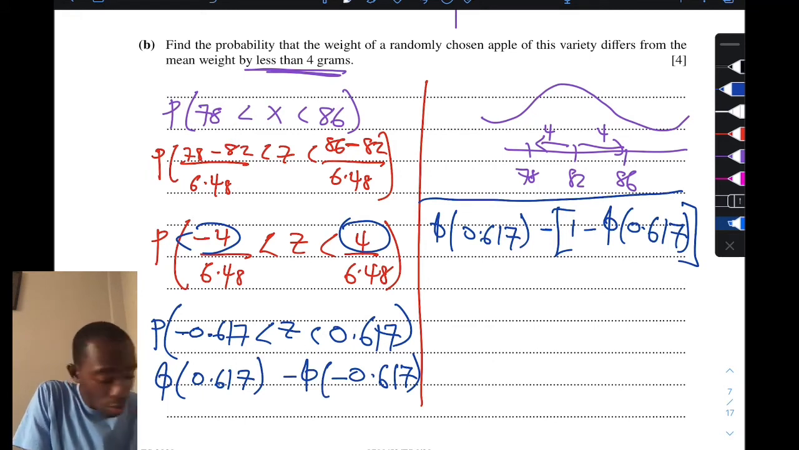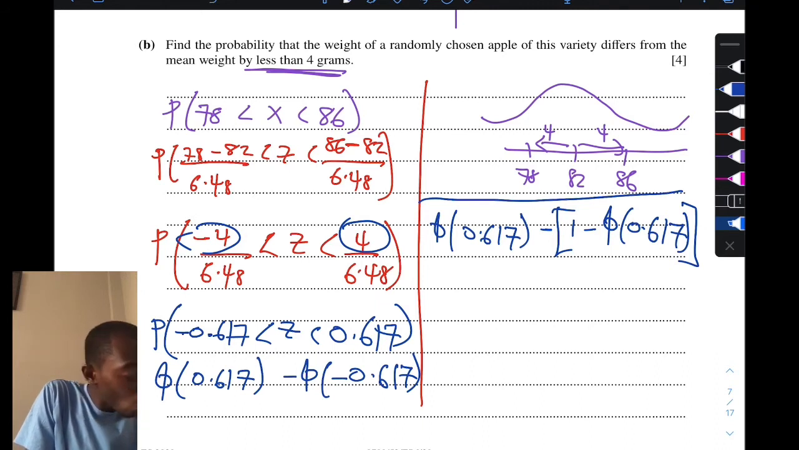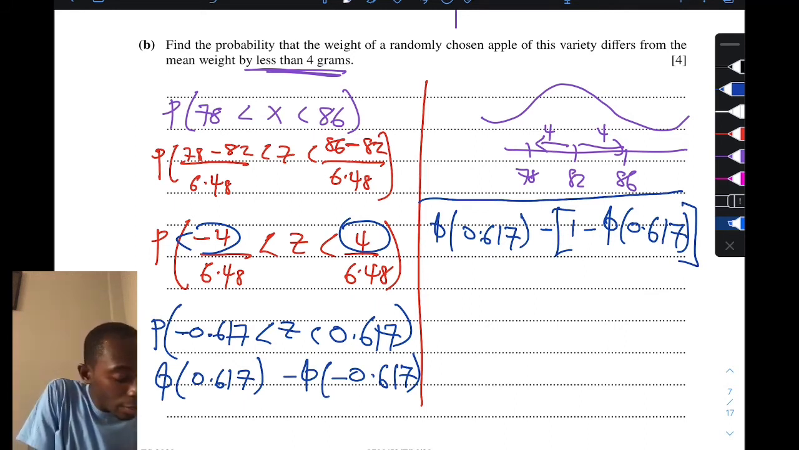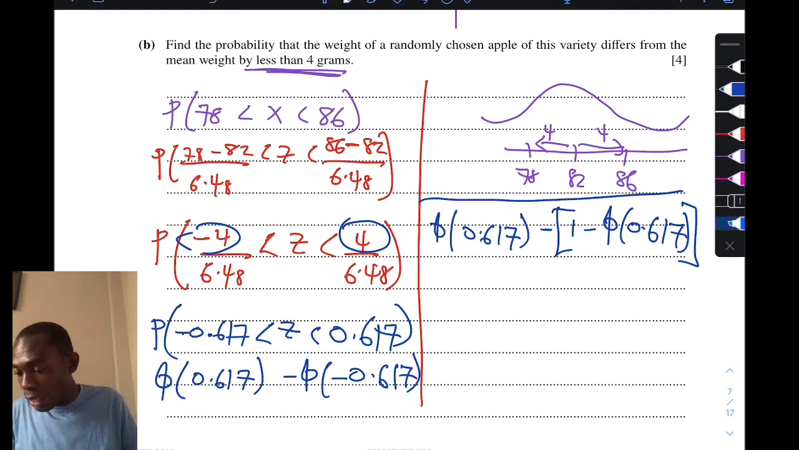So 0.6 is here. Then against 1, 0.61 will give you 0.7291. Then you go to the add column, and then we add the 23. We add that, and then we have 0.7314.